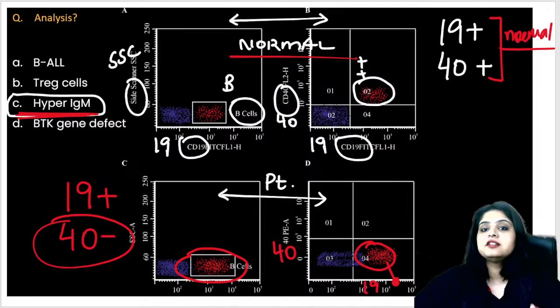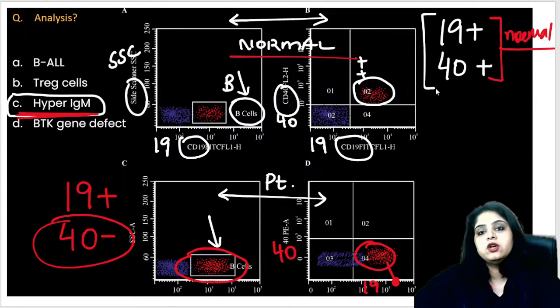Look, this is the easiest graph because the examiner has labeled for you that you have to focus on the red cell. The red cell is the B cell, just focus on that. When you were getting CD19 and CD40 both, they were normal. Now you're not getting CD40, which means this is abnormal. This is the case of hyper IgM syndrome.